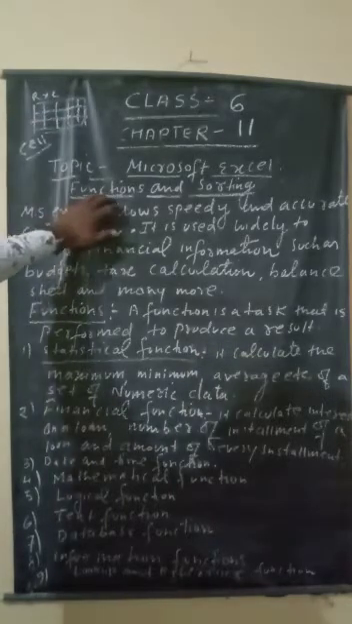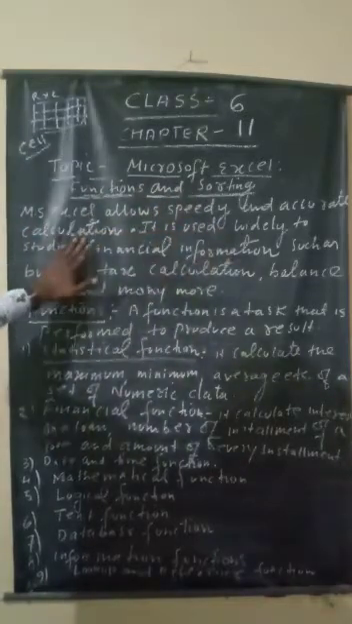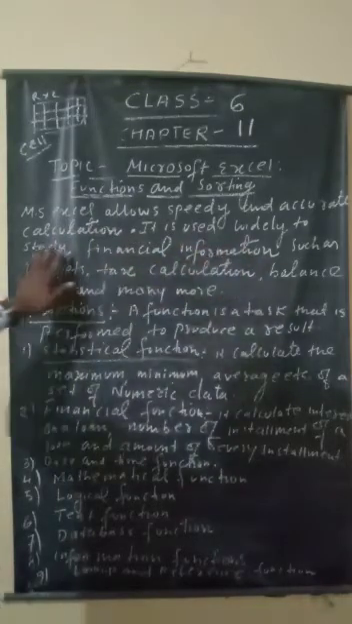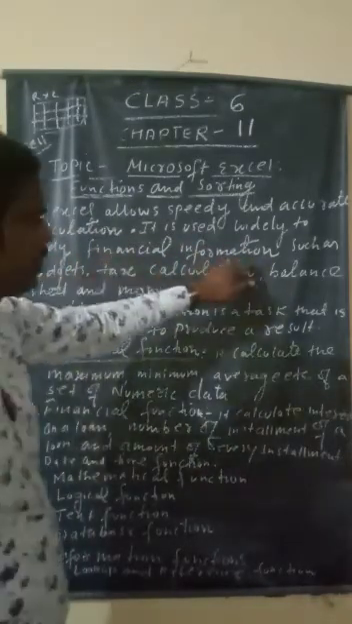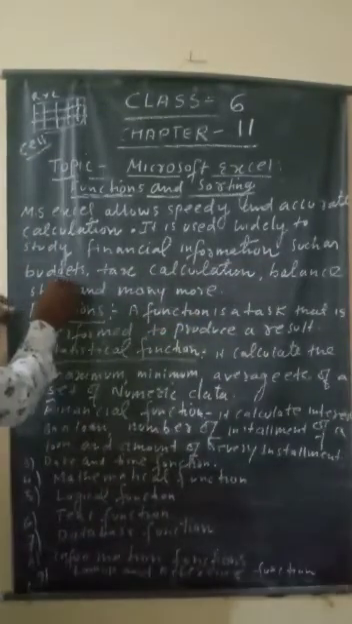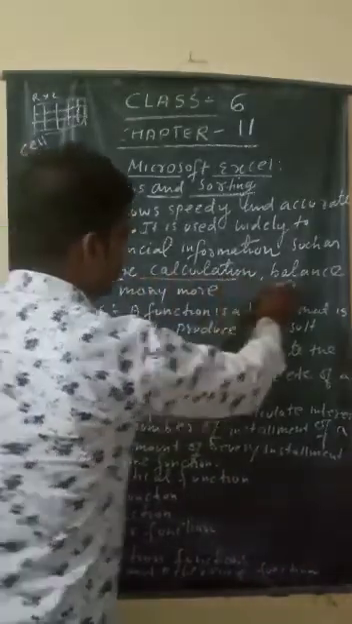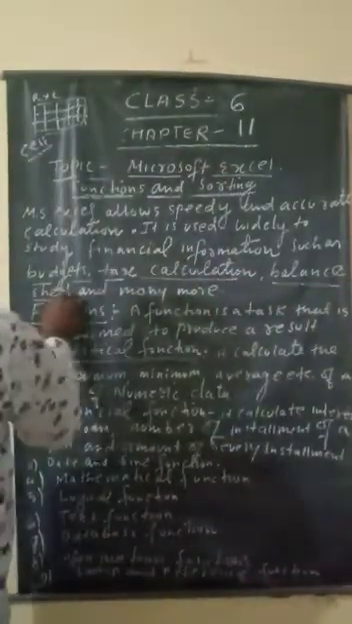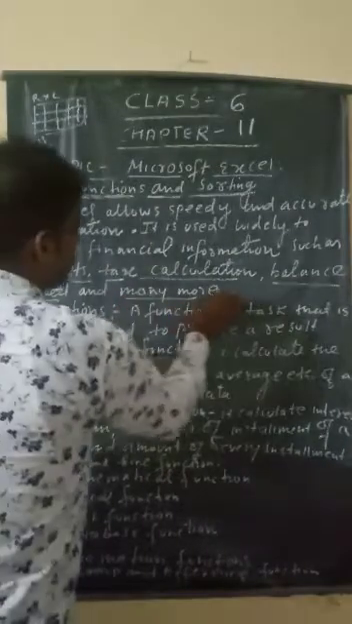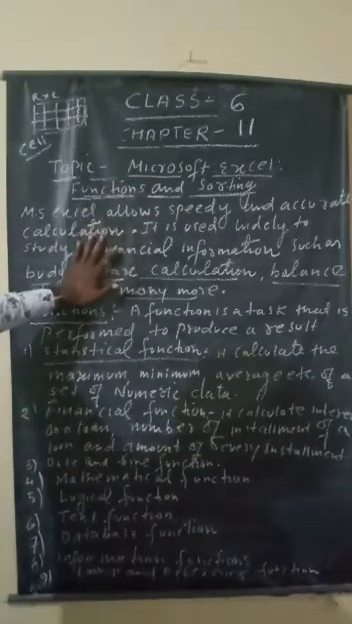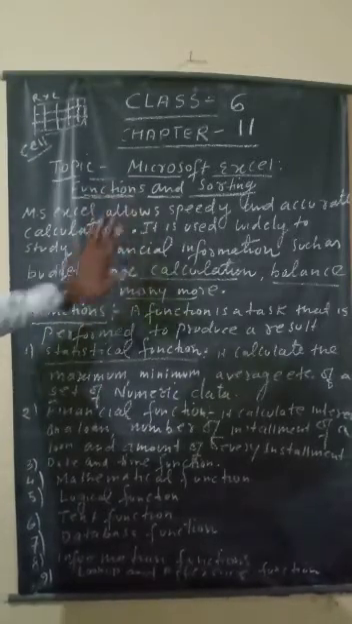Then there are functions and sorting. MS Excel allows speedy and accurate calculation. It is mainly used for calculation purposes. It is used widely to study financial information such as budgets. Suppose you write any budget passed in the Lok Sabha, tax calculations, or a balance sheet with credit and debit, and many more things you can do in Microsoft Excel. It is a very important topic, and you can do a lot of work here.